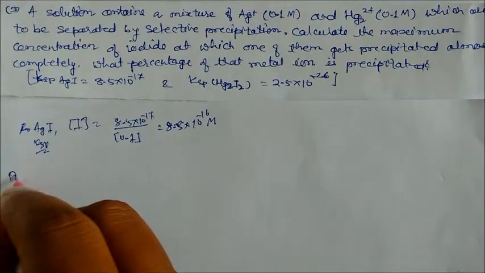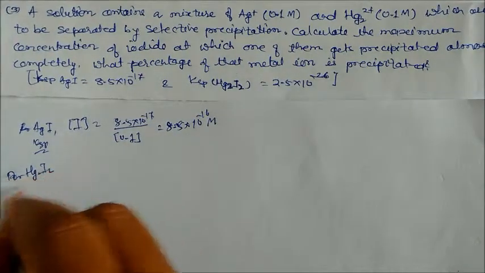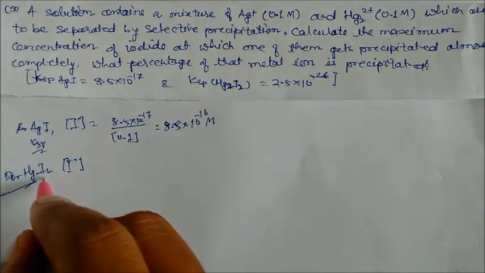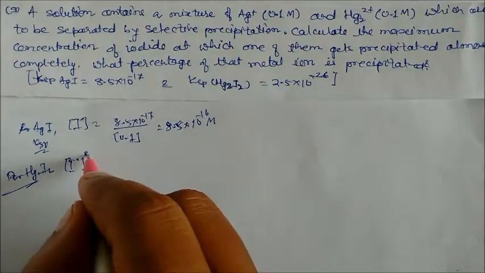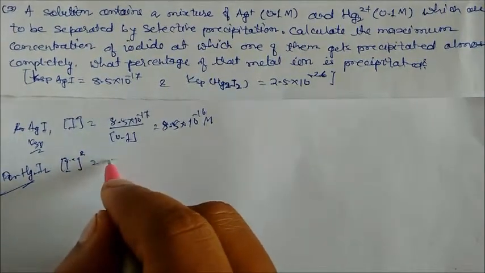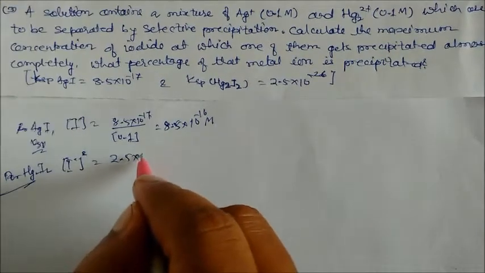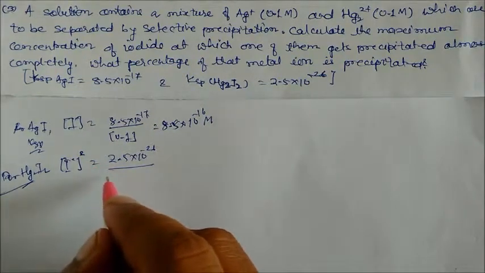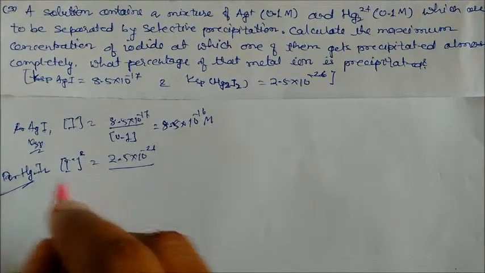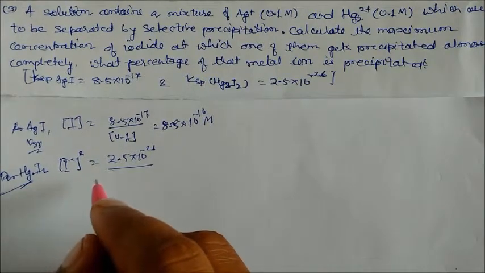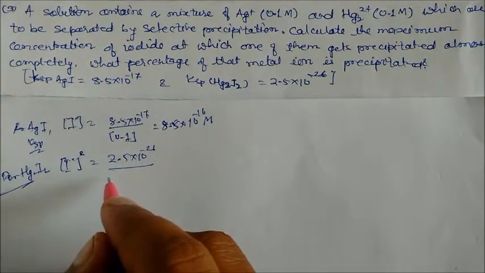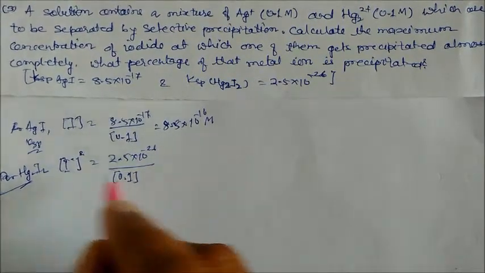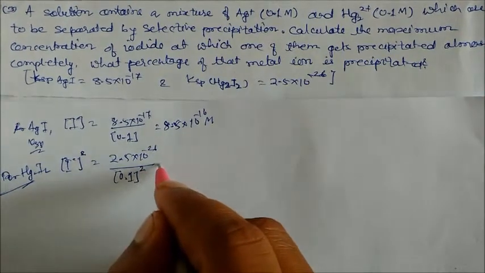Second case, for Hg2I2, mercury iodide. In this case, the concentration of iodide is squared, so we can write the concentration of iodide squared. The Ksp of this is given as 2.5 × 10^-26, divided by the concentration of mercury, which is given here as 0.1. Since it is squared, you write the square here. On solving, we get the answer here.